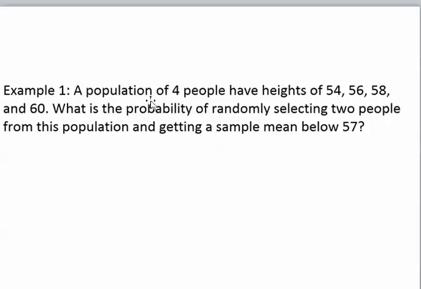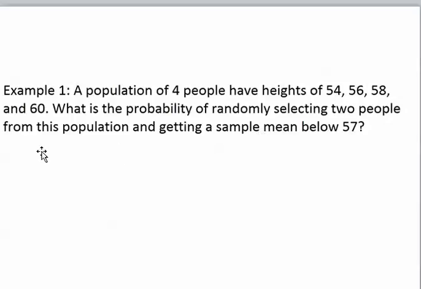In this example, we have a population of 4 people, such as a family of 4 people, and these are the heights of the 4 people in the population. What we want to know is the probability of randomly selecting 2 people from this population and getting a sample with a sample mean below 57.